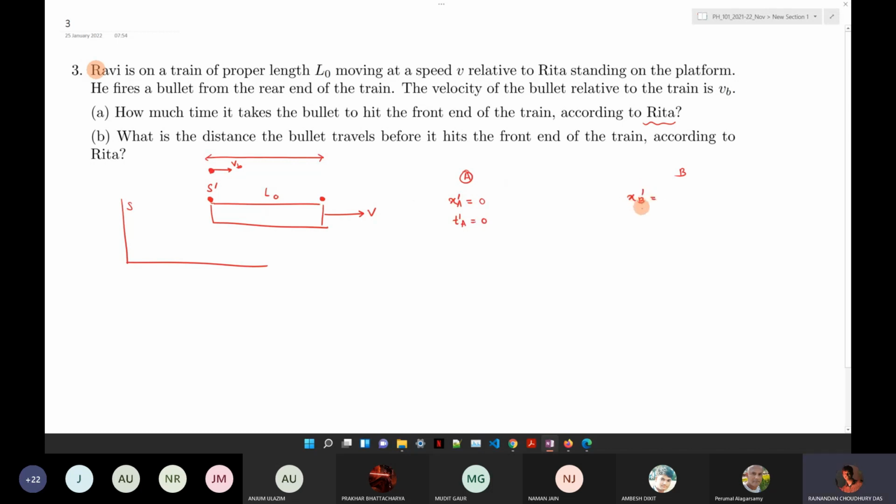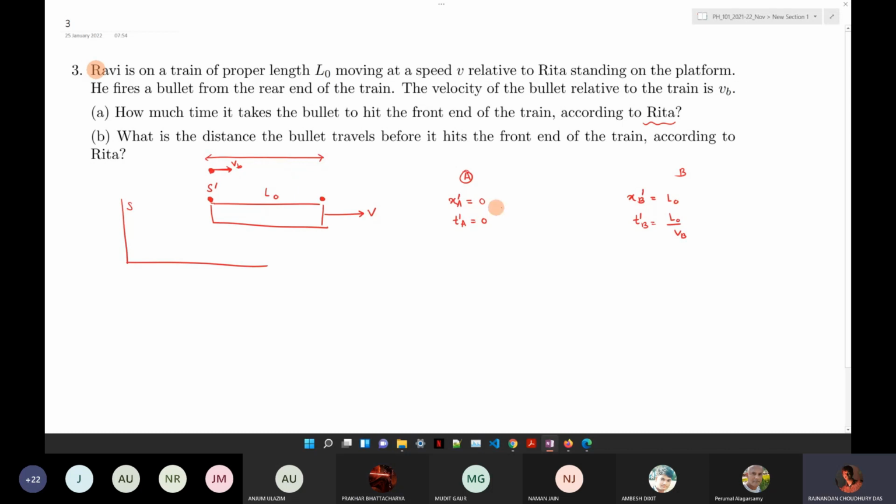What will be X prime B? This distance, right? Or L0 only. L0 is the proper length. L0. Now how much time will it take to cover this much distance? It was traveling with speed v. So it will be L0 by v. This much time it will take.